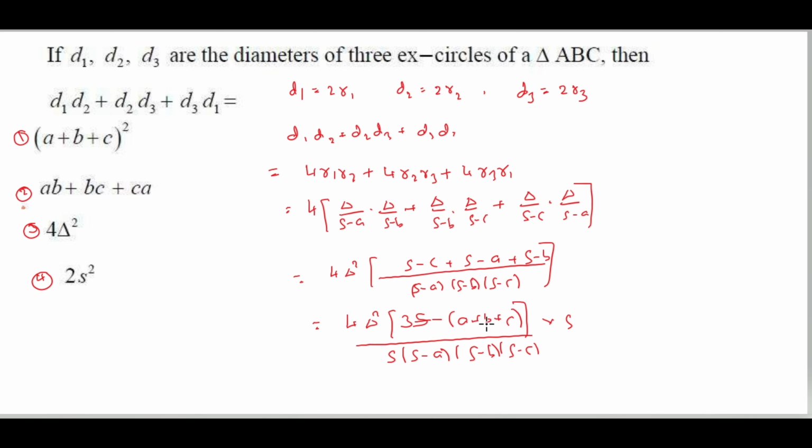Here 3s minus a plus b plus c value is 2s, that is 4 delta square into s square by delta square, delta square cancels, that is equal to 4s square. 4s square is written as 2s whole square, that is a plus b plus c whole square. Here the first option is the correct answer.